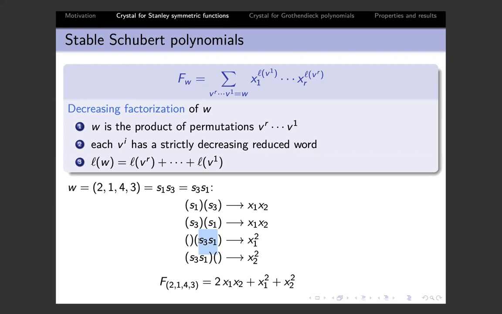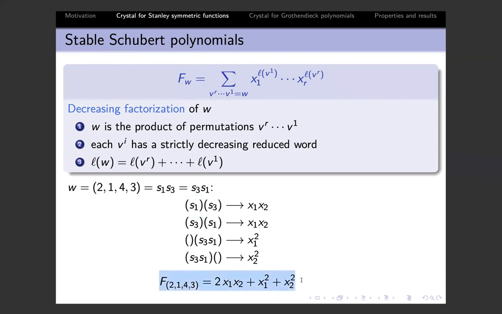And by the way, in this example, I've assumed now that I have two factors. And here you can see for these last two factorizations, one of the factors is actually empty. Okay, and then I associate to each such factorization a monomial, which is just given by x_i to the length of the ith factor. And note that I'm counting my factors from right to left. So this one is factor one, and this one is factor two. So I'm going from right to left. Okay, so these are the monomials that I assign to each of those factorizations.